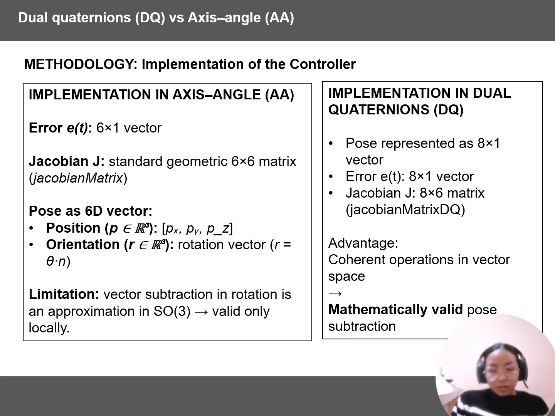In the axis angle case, the pose is a six-dimensional vector: three values for the position and three values for the orientation, the rotation vector. These values come from the homogeneous transformation matrix. The last column gives the position, and the rotation part is converted into axis angle form. The problem is that subtracting two rotation vectors is only an approximation in SO(3), valid only for small angles.